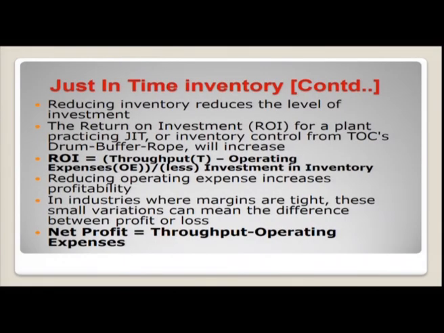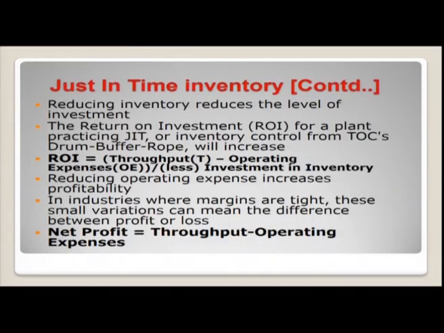The net profit is calculated again with the formula throughput minus operating expenses. So when you calculate the return on investment, the formula is net profit divided by investment in inventory, which was expanded as throughput minus operating expenses divided by investment in inventory, whereas net profit denotes the throughput minus operating expenses.